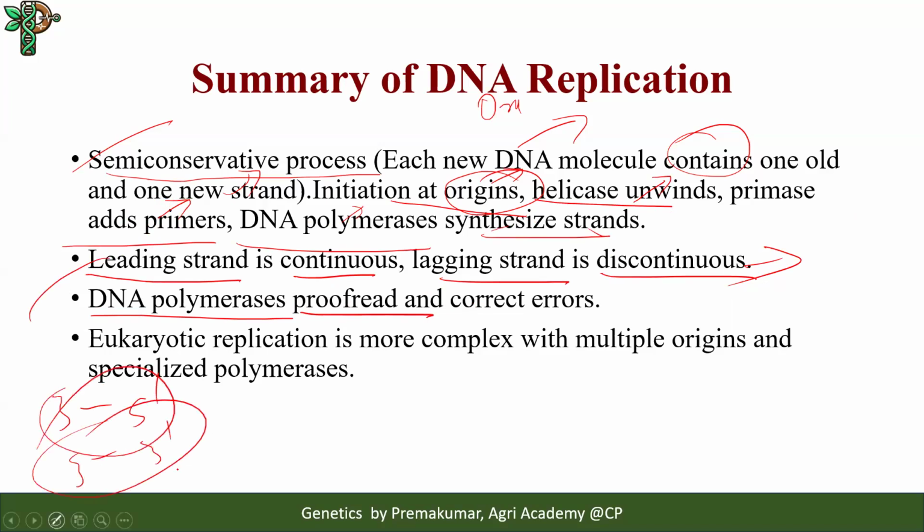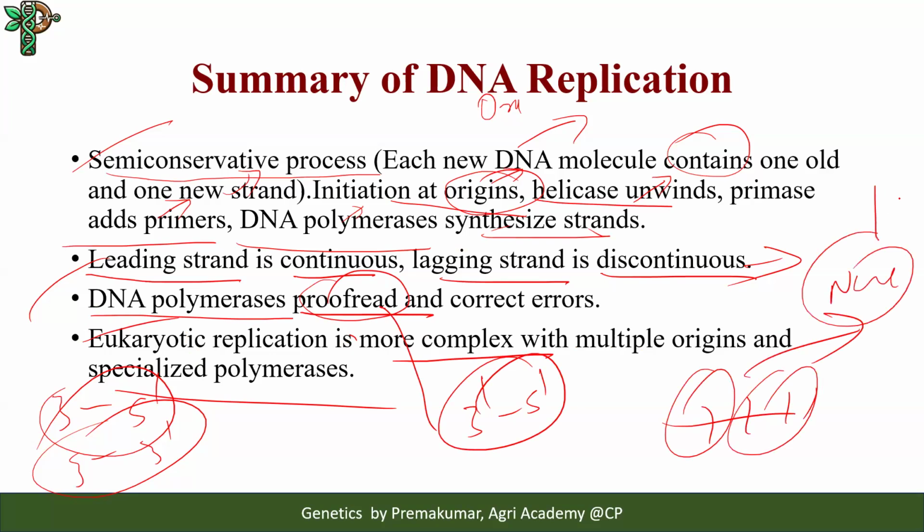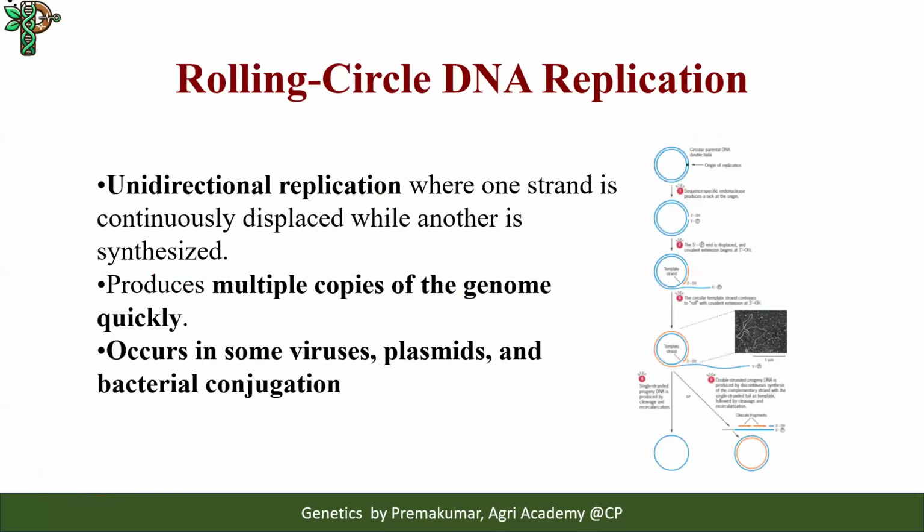Okay, that you should remember. Then DNA polymerase has proofreading activity along with polymerase activity, and the domain having proofreading activity is 3' to 5'. Okay, that you should remember. Then eukaryotic replication is more complex than prokaryotic because we have multiple origins and we also have to replicate nucleosomes and chromatin. That is very complex when compared to prokaryotic replication.